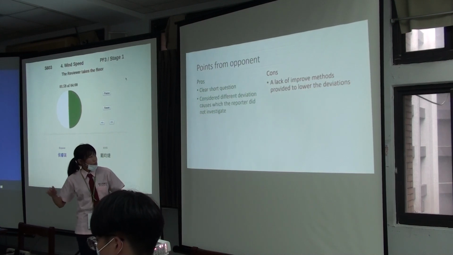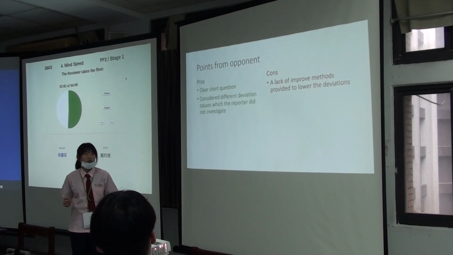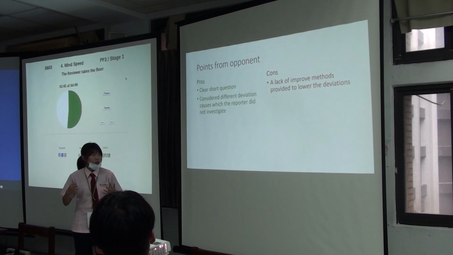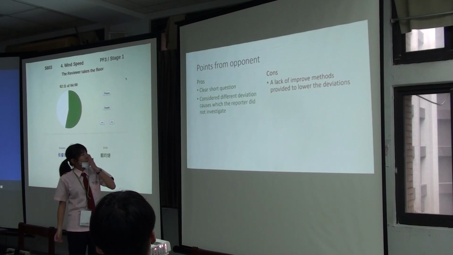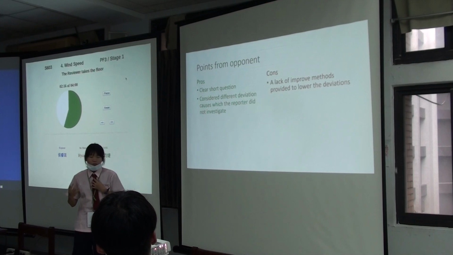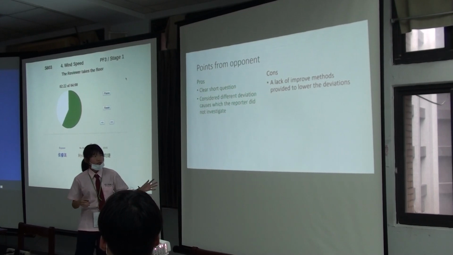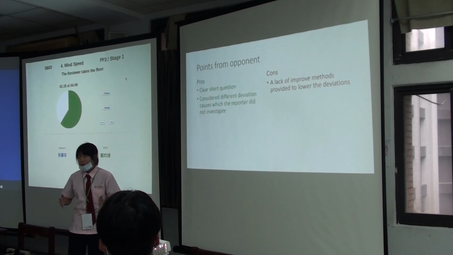Okay, and then points from the opponent. He gave really specific questions, and he even gave some practical suggestions to make the theory and the experiment better. However, I think he should be more specific about the methods when they're trying to lower the deviation. Like, how are you going to lower the deviations in your opinion?